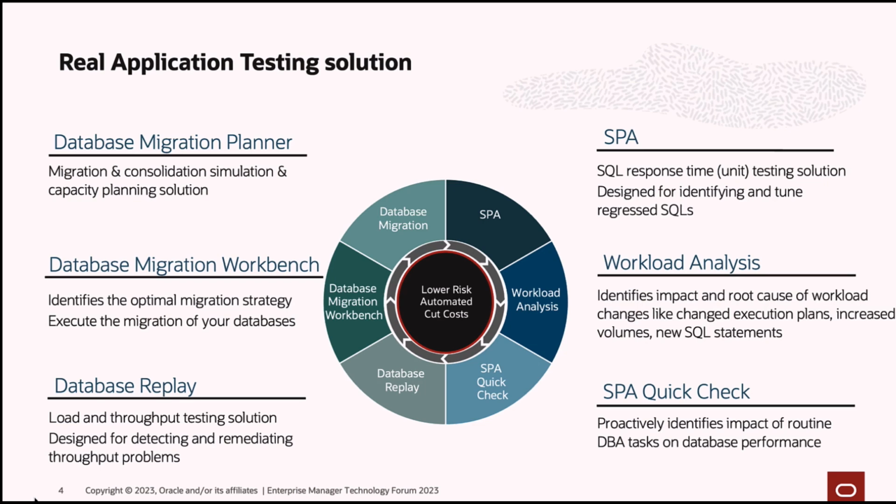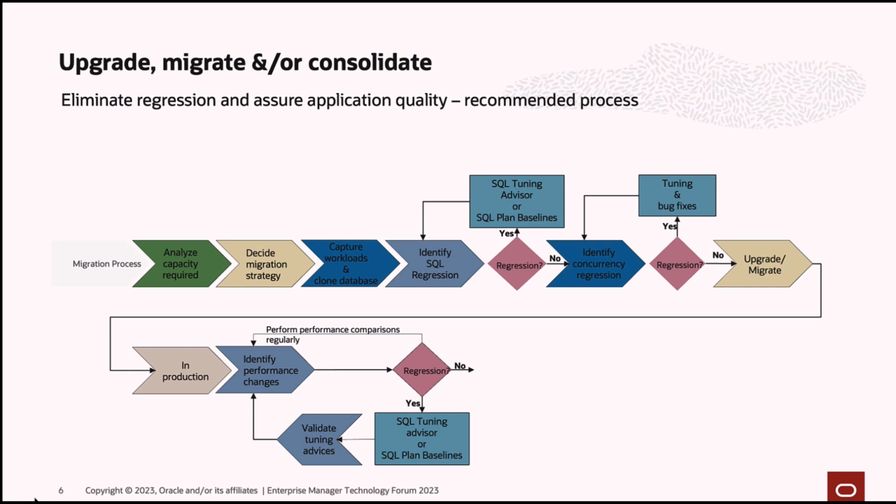access, or other changes. And then we have SPA Quick Check that helps you to identify the impact of a change. You will get the answer if performance improves or regresses, when generating new statistics, or when adding a new index. So let's see what this process can look like.